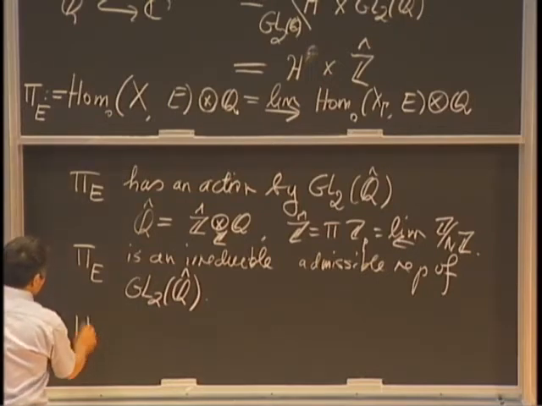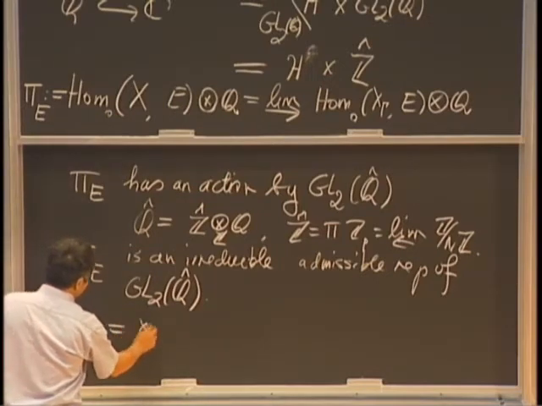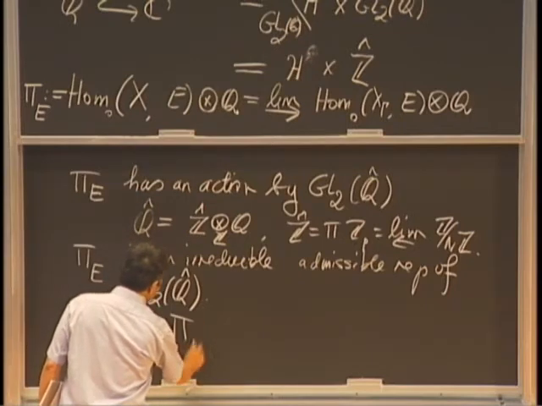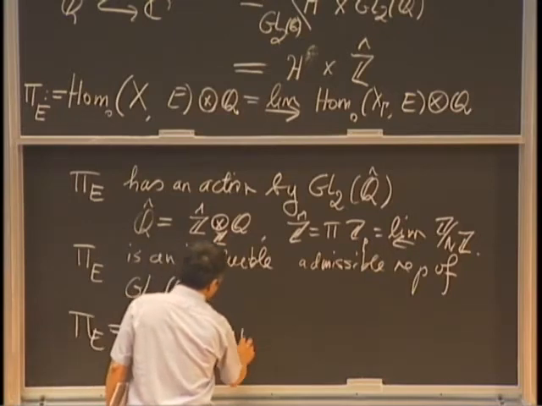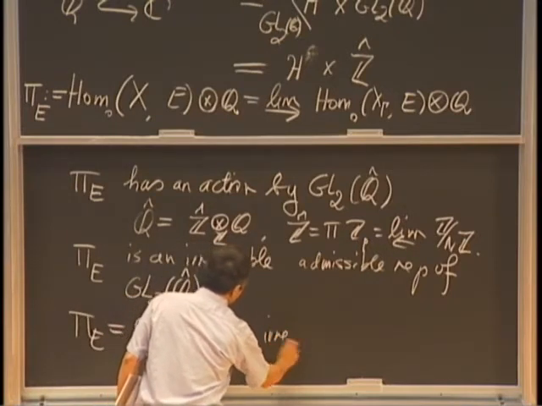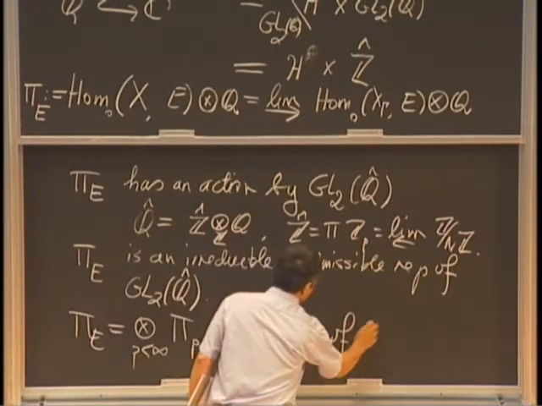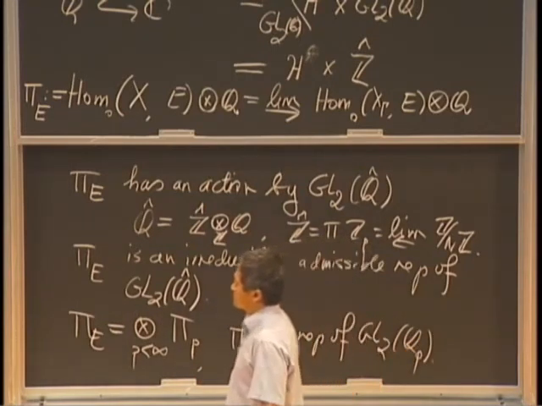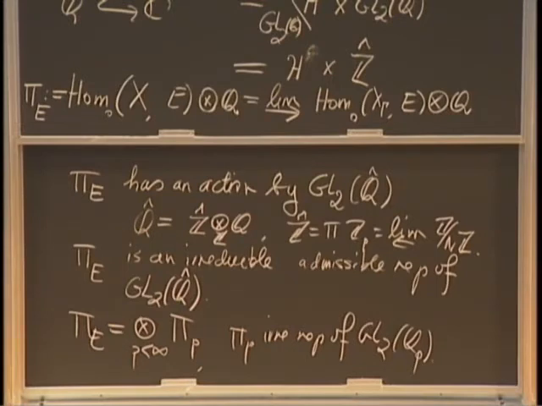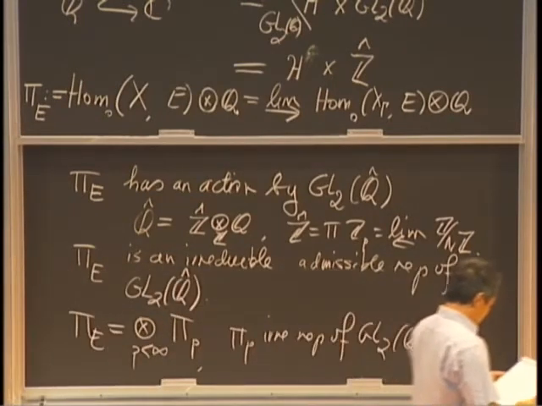So this π_E can be decomposed as a local representation at p. This is π_p, an irreducible representation of GL2 of Q_p. Okay, so this is one step.